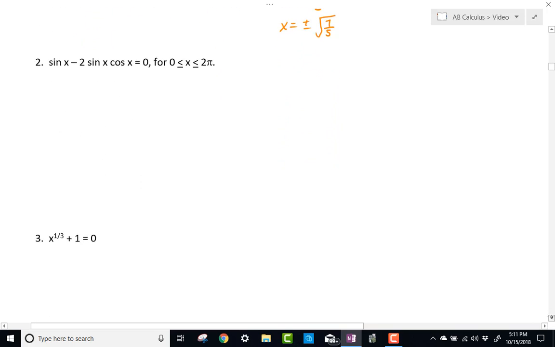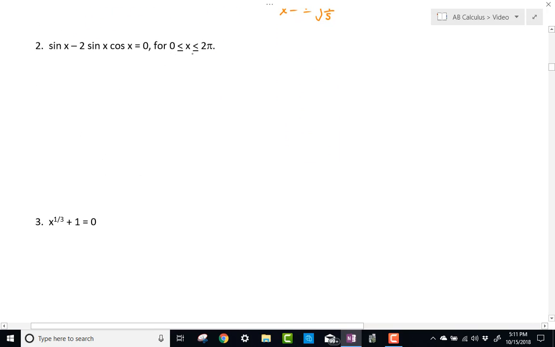Alright. Number 2, solve this one for when x goes from 0 all the way to 2 pi. So the first thing I see is a sine x in both parts of this, so I'm going to factor out a sine x. This is going to leave me 1 minus 2 cosine x. So I'm going to do the same thing that I did in the last problem. I'm going to take each factor and set it equal to 0. Well, sine x equal to 0. Alright, that's the first one we'll deal with. And then the second one is 1 minus 2 cosine x equal to 0.